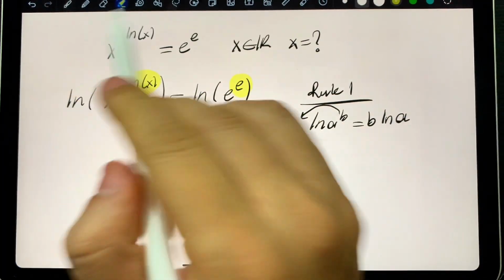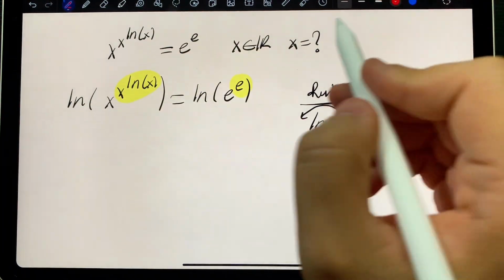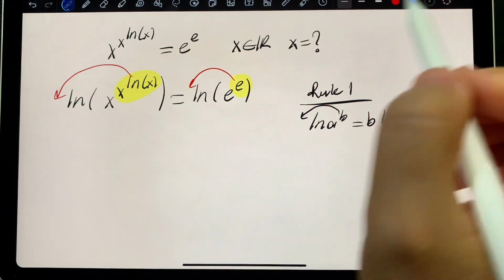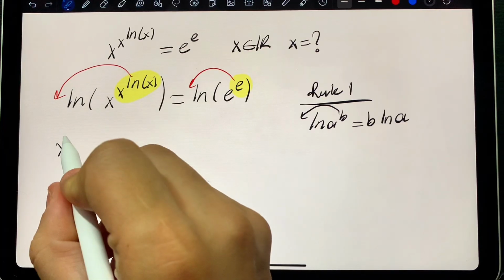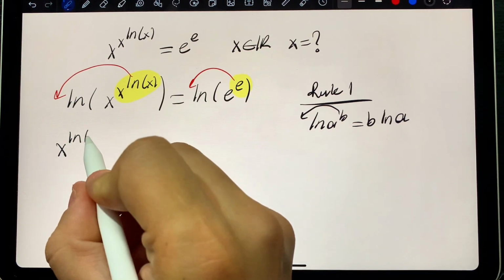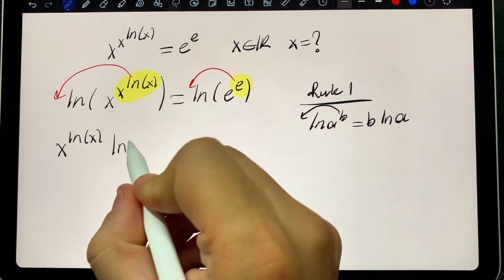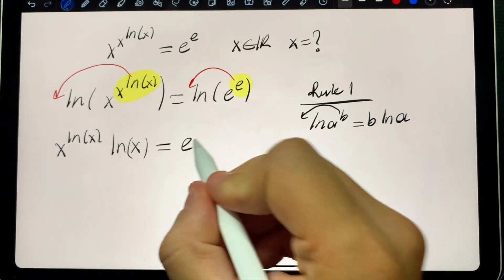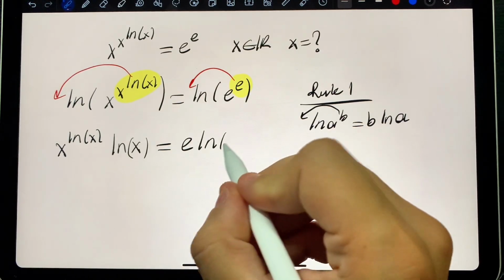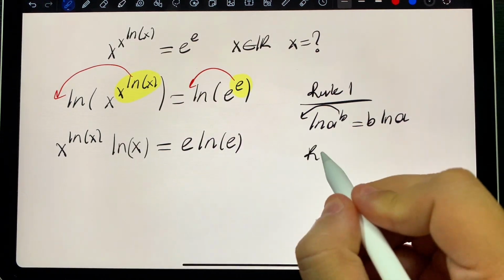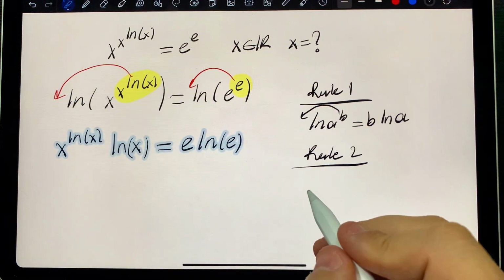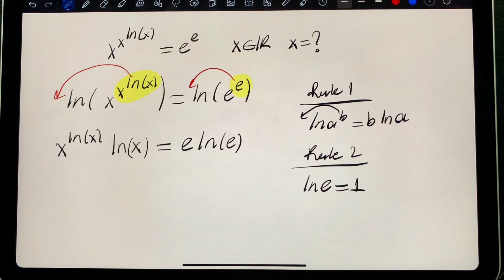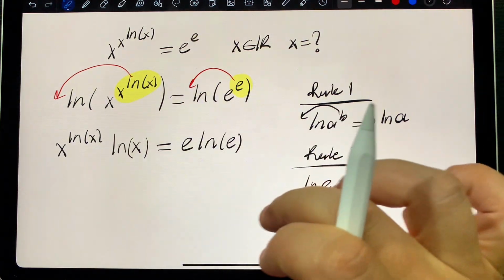Then x power ln x times ln x in brackets equals a times ln a. Rule 2: ln a equals 1.